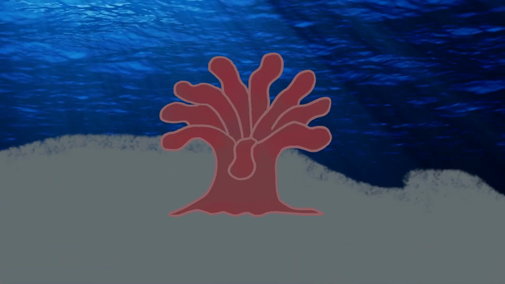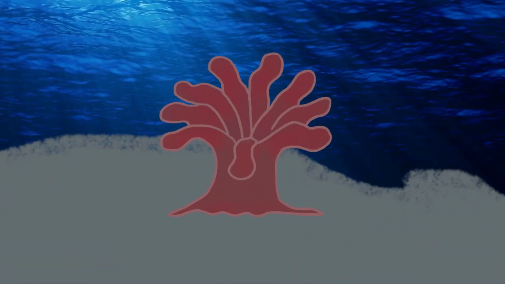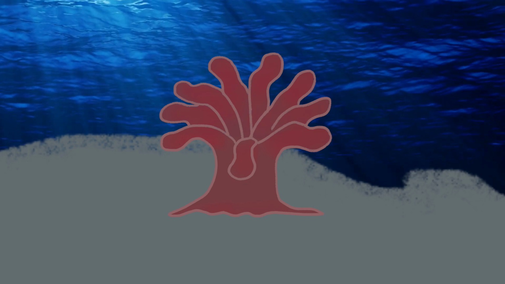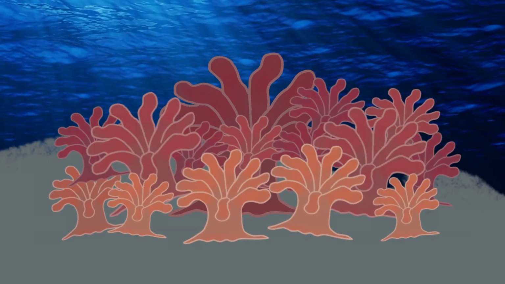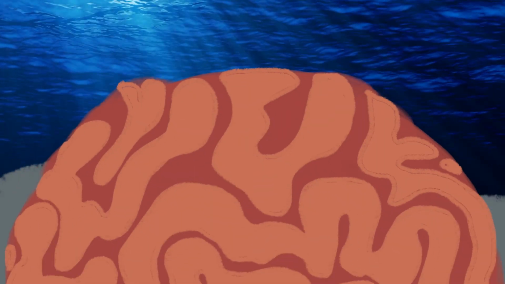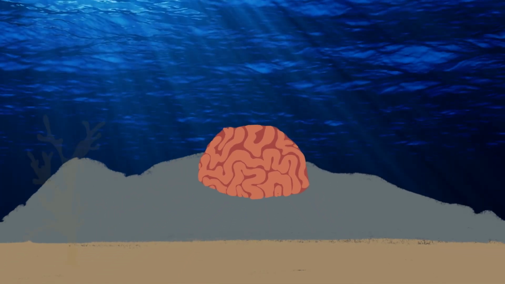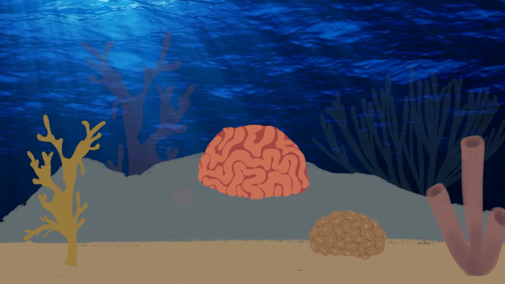In asexual reproduction, a coral polyp creates a clone of itself through a process called budding, forming many genetically identical polyps. These shared skeletons expand the reef structure and make up what we recognize as a coral colony.